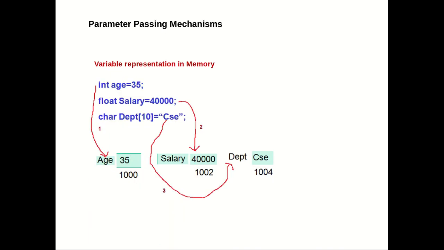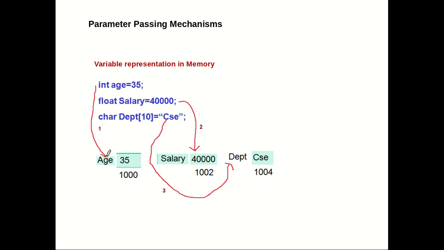So let us see the next concept, that is the parameter passing mechanism. Before we get into the parameter passing mechanism, let us first understand in detail how a variable is represented in memory. Let us consider these three examples of variable declaration. The moment these statements are executed, memory locations will be created in this manner.